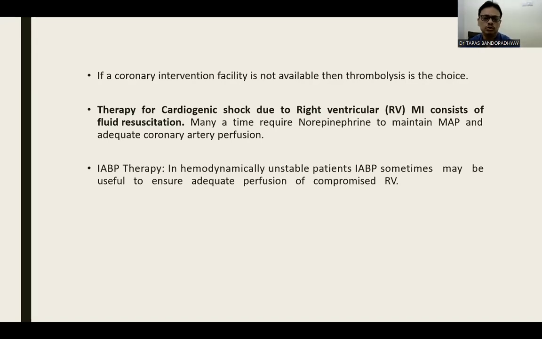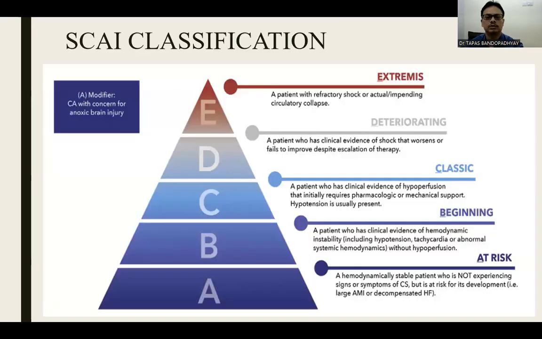Sometimes we need to use an intra-aortic balloon pump, a mechanical device, in hemodynamically unstable patients. You can use it in the emergency room as a bridge to therapy until the patient is taken to the cath lab for definitive therapy in the form of revascularization by PTCA or by coronary artery bypass grafting.